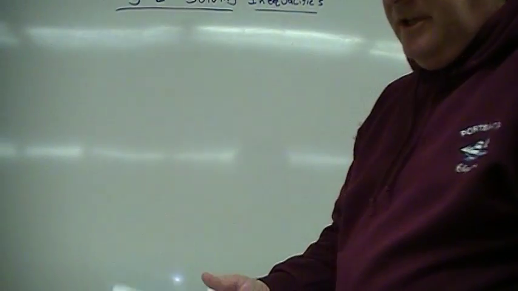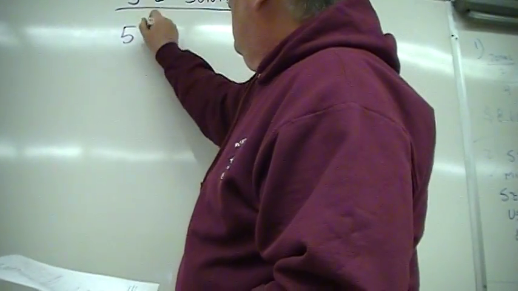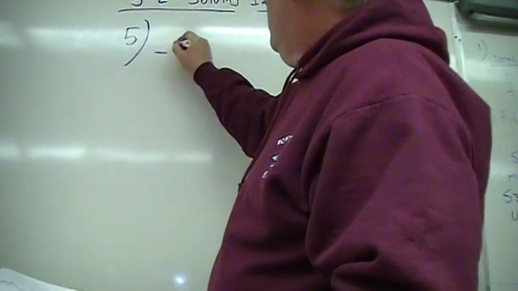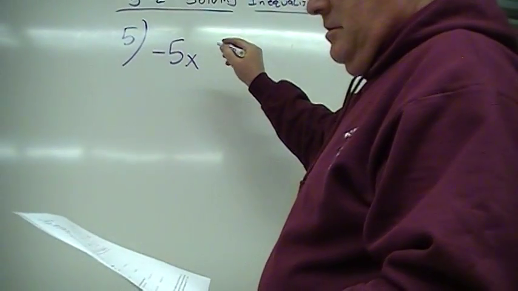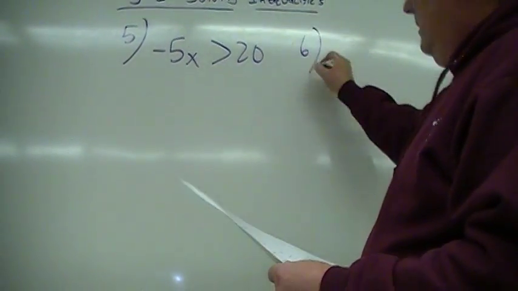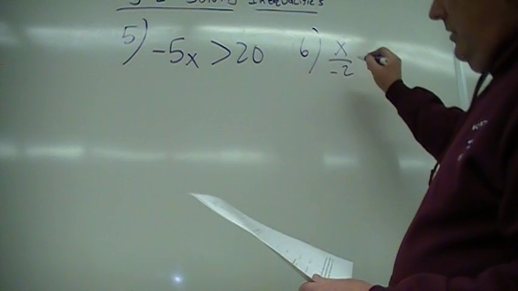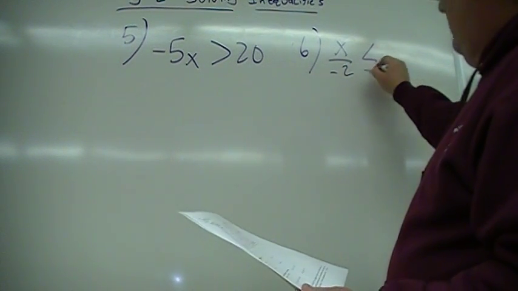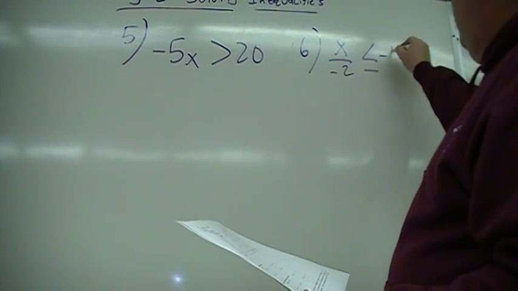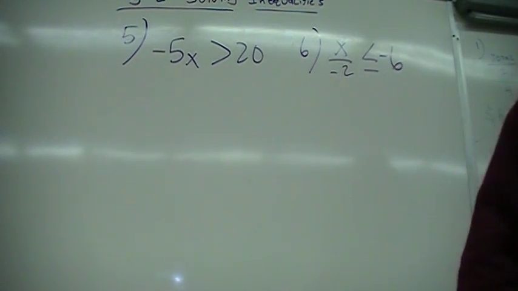Now, 5 and 6, everybody, are going to be the important ones. 5. Negative 5x greater than 20. 6. X over negative 2 less than or equal to negative 6.